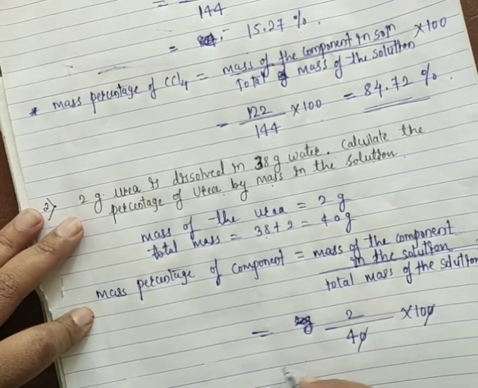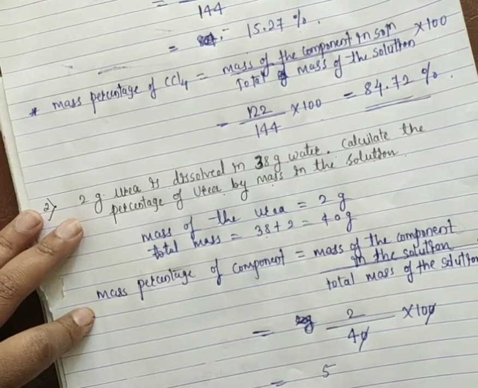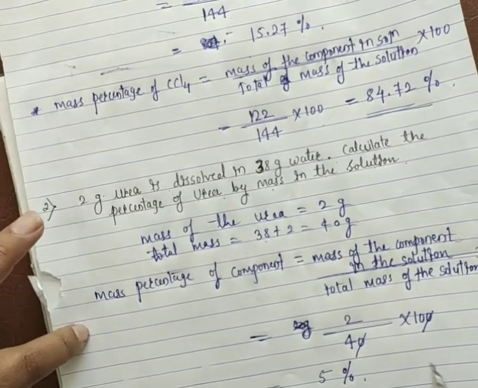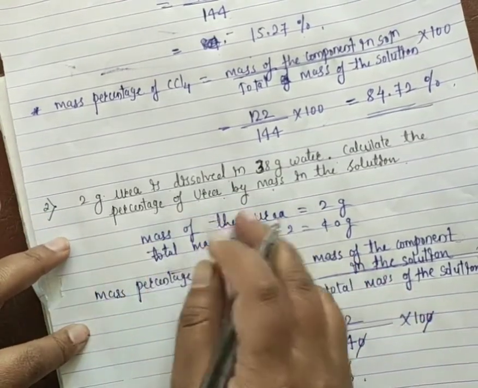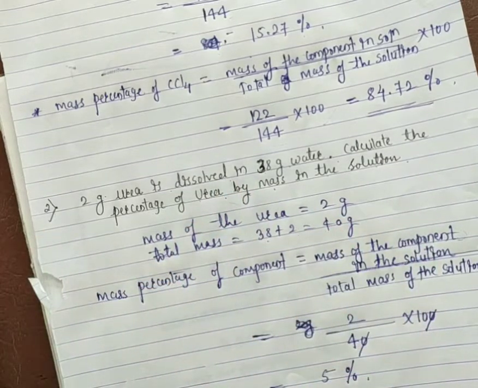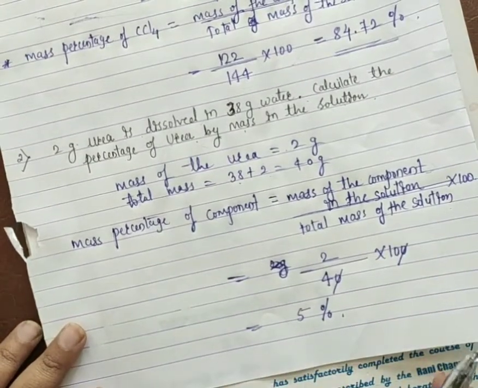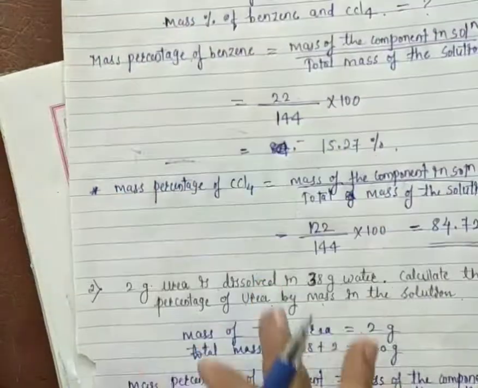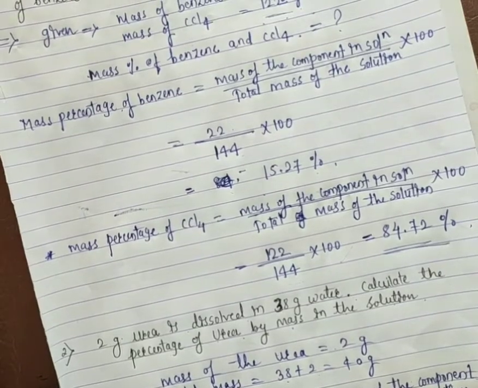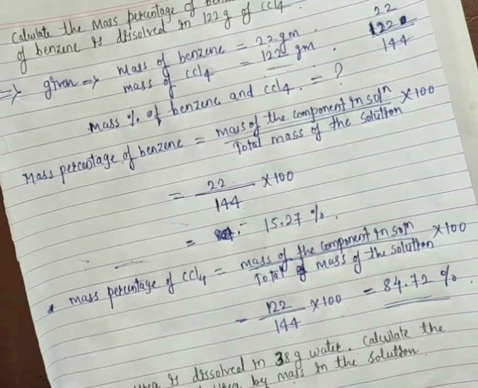Okay, so if I do this, I am getting 5. So 5% mass will be present for the given component, that is urea. How much percentage of urea is present in a given amount of solution? We have 5% urea present in the given amount of solution. So this is a problem based on the first method of expressing the concentration of solution, that is your mass percentage.